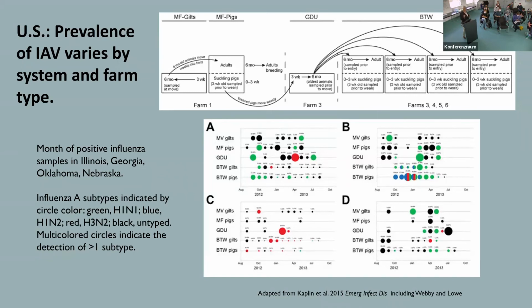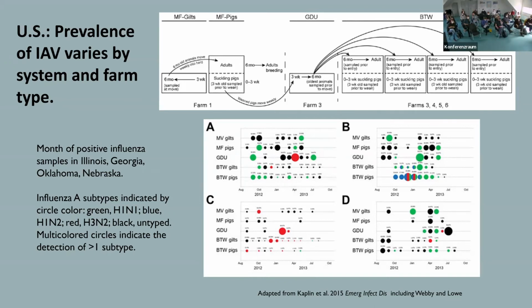The bottom graphic is actually data from Richard Webby and Jim Lowe, work that they did in 4 different places in Illinois, Georgia, Oklahoma, and Nebraska, A, B, C, and D there. And then the different colors and sizes are actually the different influenza A subtypes, like H1N1, H1N2. And looking at those colors, you don't have to do any spatial or cluster analysis. Quantitatively, you can see that there is clustering of different pathogen subtypes within different levels of the production, as well as within different areas.